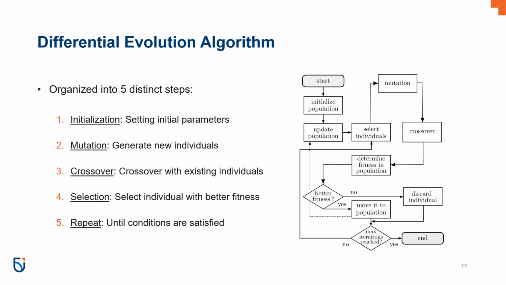The DE algorithm is categorized into 5 distinctive steps, and the flow of the process can be illustrated with this figure on the right. So you would start off by initializing all the algorithm parameters. You would generate new individuals through the mutation process. You perform the crossover step, and then get to the selection stage where you select the individual that is more fit, and then you will repeat this process until your parameter conditions have been met, and then your final most fit individual will be the solution to the problem.